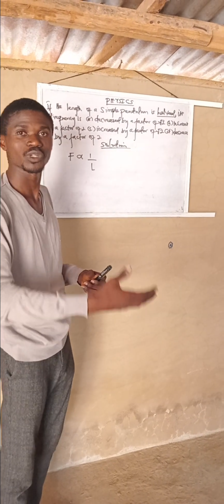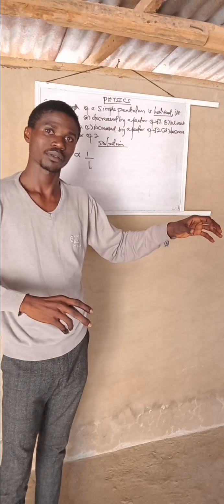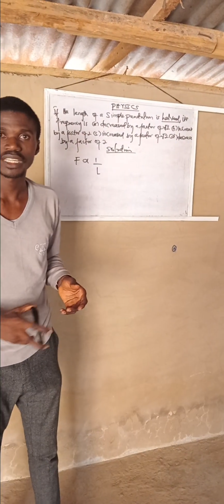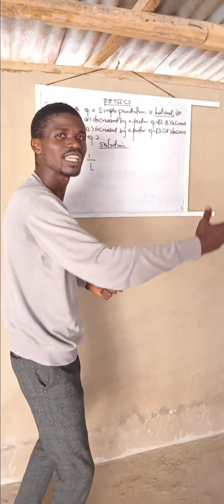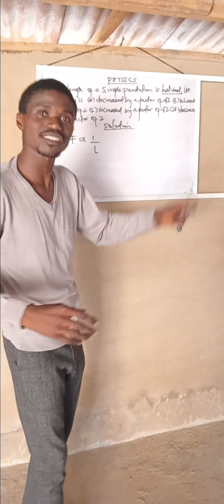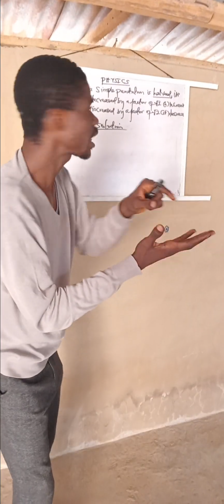When you talk about frequency, frequency means rate of oscillation or the number of complete oscillations per unit time, or per second. That is the meaning of frequency. Now, we cannot say that as frequency increases, length should increase. No, it doesn't happen in that way. But as frequency increases, the length has to become reduced. So that's what it means.